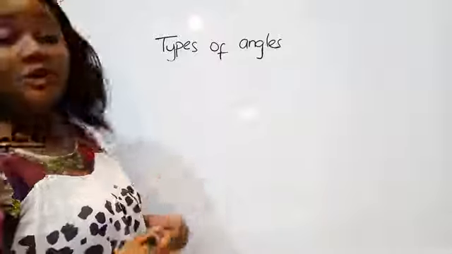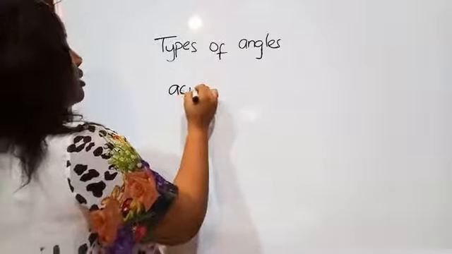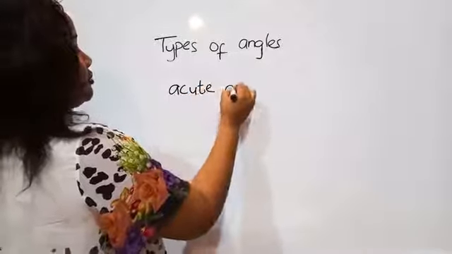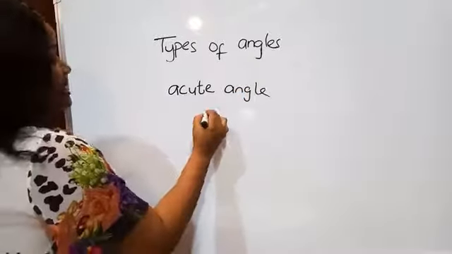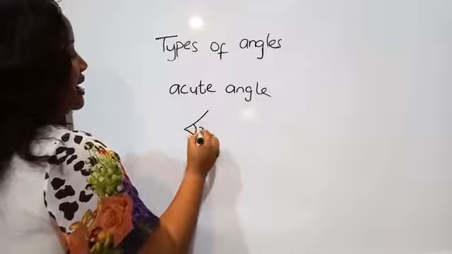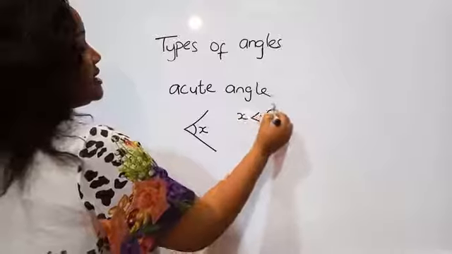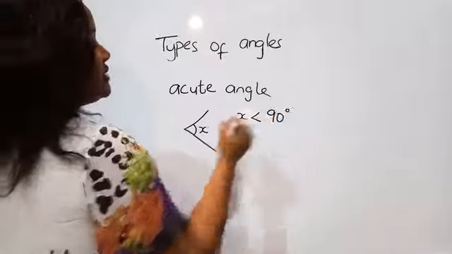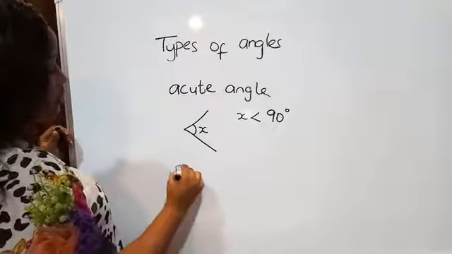So let's look at the types of angles. We have acute angle. An acute angle is less than 90 degrees. Any acute angle must be less than 90 degrees.